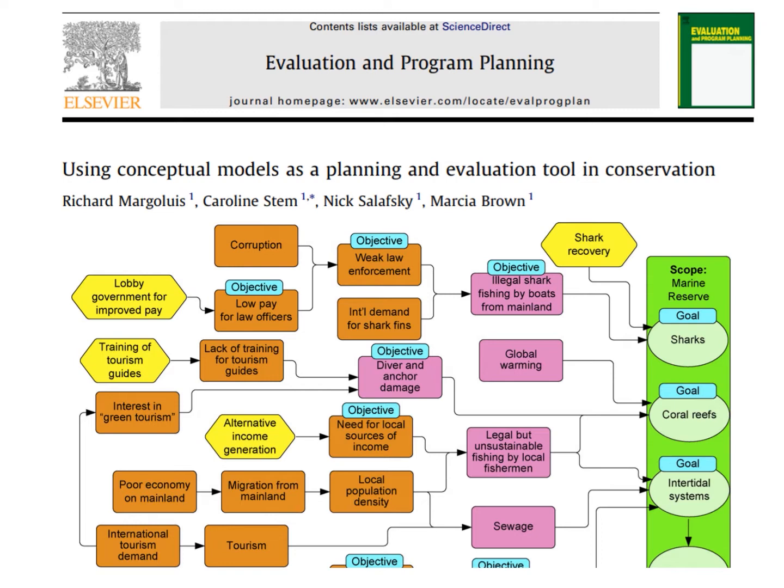Using conceptual model as a planning and evaluation tool in conservation was introduced by Margulis et al. in their paper published in the journal Evaluation and Program Planning in 2009. The authors of this paper showed how the tool can be used in developing strategies in planning for conservation projects. They identified the conservation goals and objectives of the project and developed the strategies which can be used to achieve the objectives.